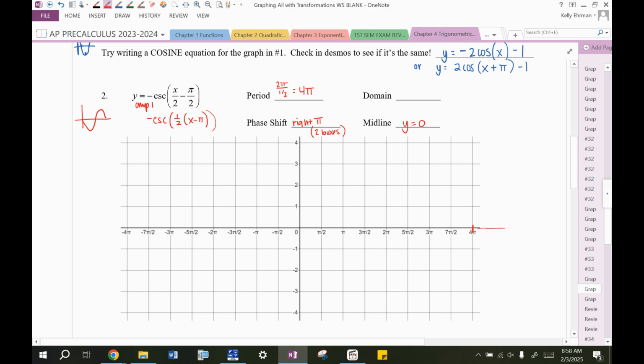So extend this out a little bit. Pi is about 2 boxes. So really we're going to end at 5 pi. And instead of starting at 0, we're going to start at pi. So here's your distance for the period. Let's erase our mark at 4 pi. So cut that in half.